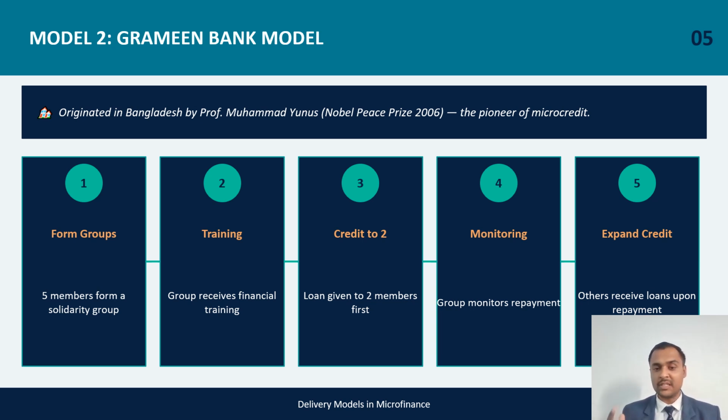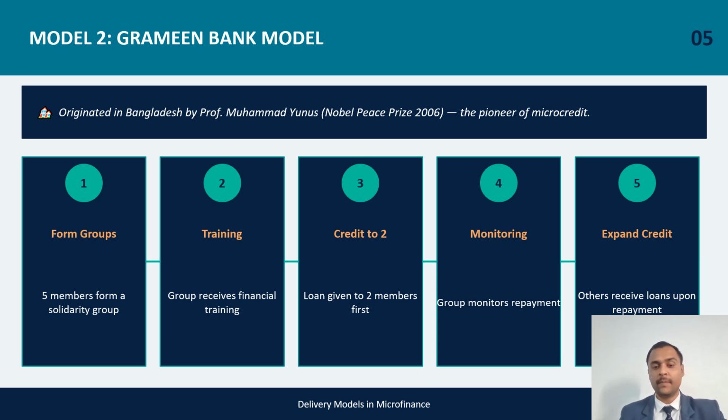First, forming groups. Borrowers form small solidarity groups of exactly 5 members. The members are from the same community. Second, training. Before receiving any loan, the group goes through training sessions on financial discipline, loan usage and repayment.